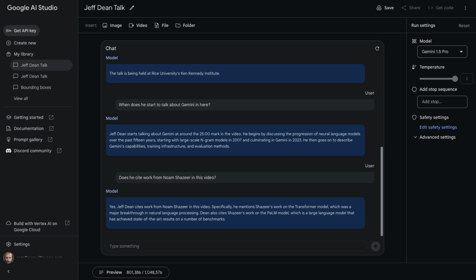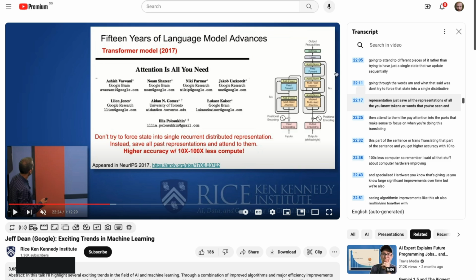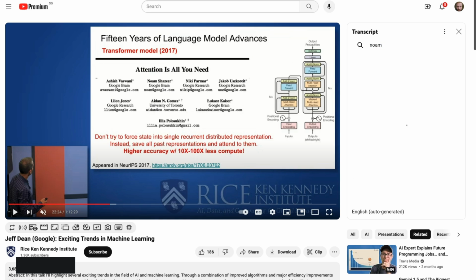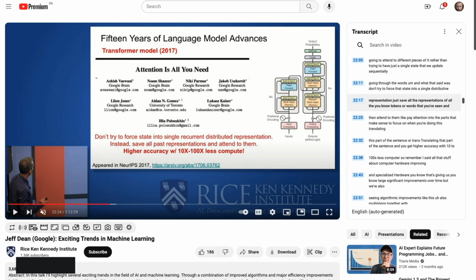Now, it could be hallucinating a little bit about that he talks about those things. Okay, we can see clearly that Noam Shazeer's name is on here, so it's on the slides and stuff like that. If we look in the YouTube transcript, it doesn't look like he actually mentions him by name, which I wouldn't expect him to. But it's showing us that, okay, it's managed to pick that out.